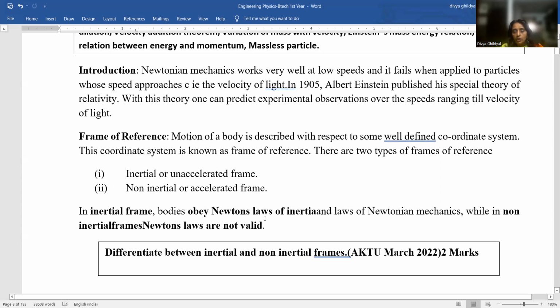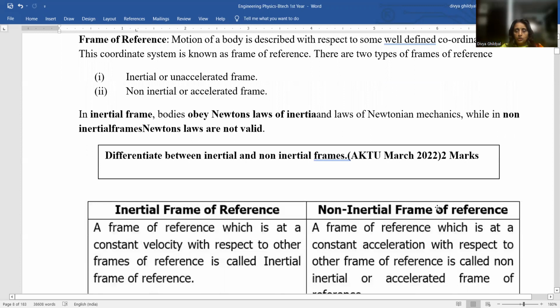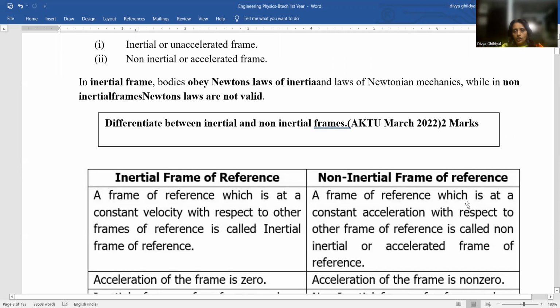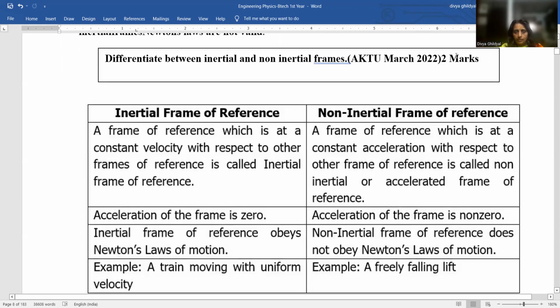So in inertial frame, Newton's laws are obeyed and laws of Newtonian mechanics hold true, while in non-inertial frame, Newton's laws are not valid. Now look at this question. This was asked in your section A of 2 marks. I have given a bit extra so that you can remember for your exam. Inertial frame of reference: a frame of reference which is at a constant velocity with respect to the other frame, and acceleration of this frame is 0. Inertial frame will obey Newton's laws of motion. Example: a train moving with uniform velocity.